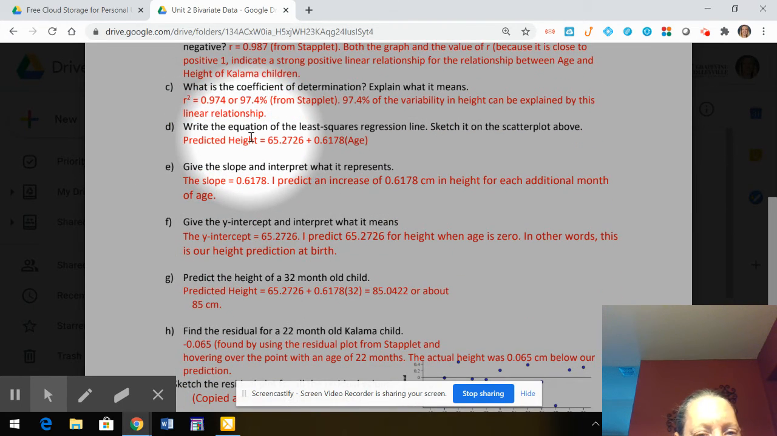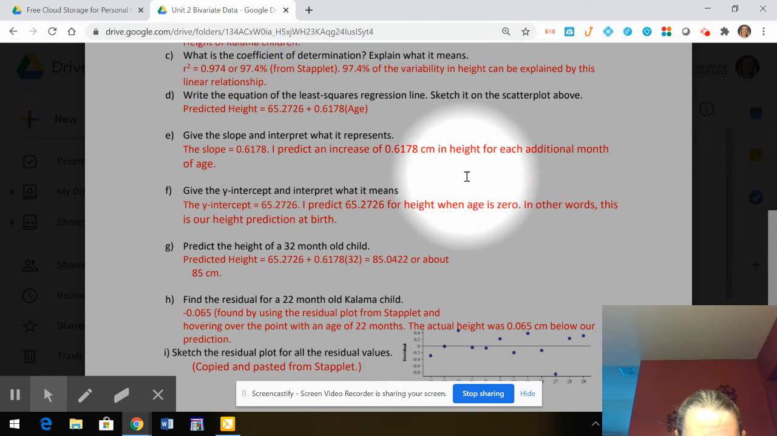I've got my regression equation. I got this out of Statplet, but notice that instead of y hat, I wrote in predicted height. Instead of x, I wrote in age. I want you to make sure that you do that. My slope: I predict an increase of about 0.62 centimeters, round it off if you want to, in height for each additional month of age. So I expect every kid to grow about 0.62 centimeters every additional month.